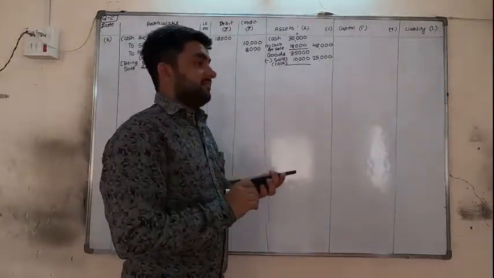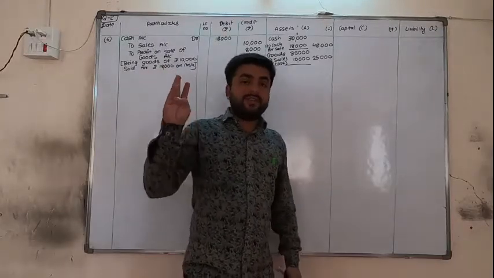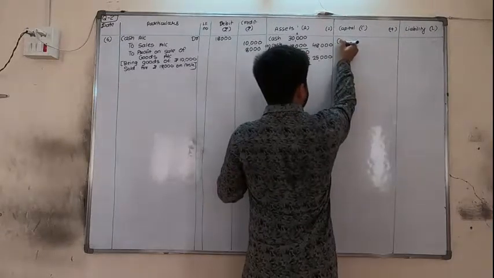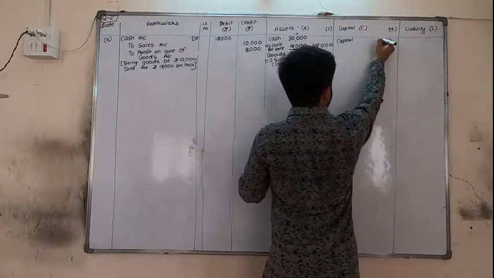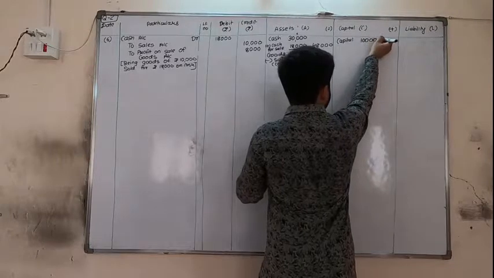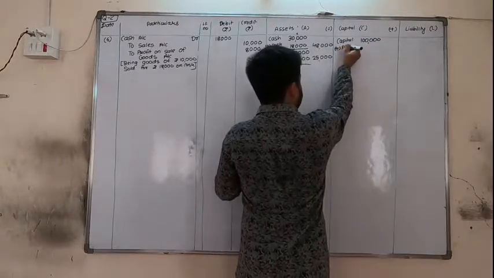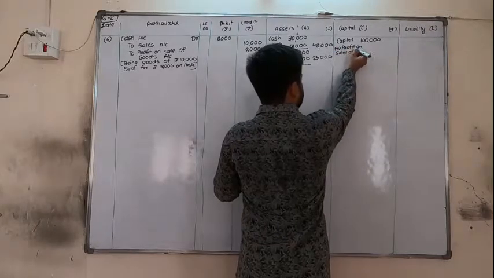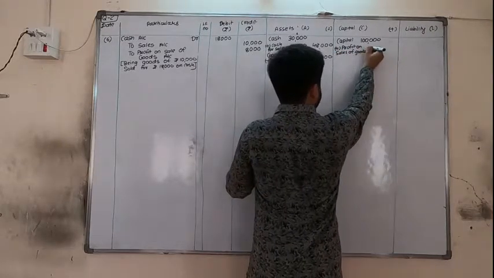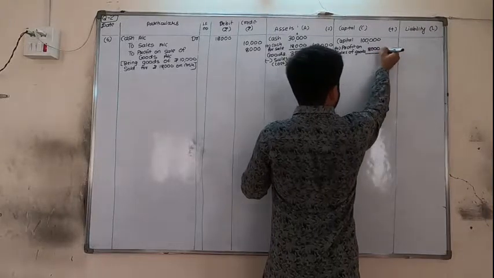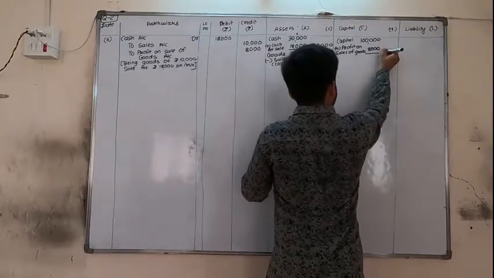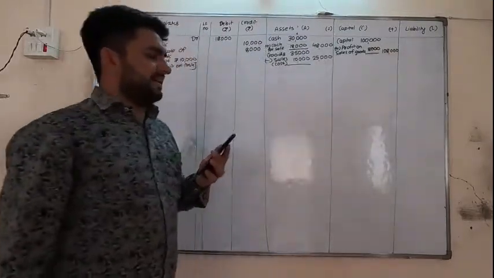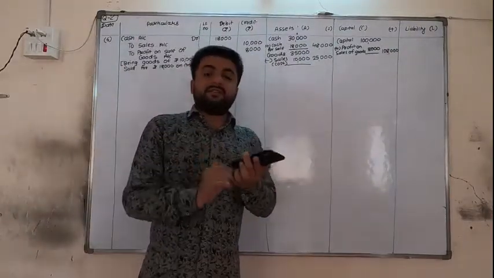Friends, I said yesterday that profits, losses, incomes and expenses are shown in capital. So the previous capital was 80 plus 20, so the previous capital was 1 lakh with us. Now we are again getting profit on sales of goods, 8,000. So our net capital is 1 lakh plus 8,000, 1 lakh 8,000. No change in any other thing.